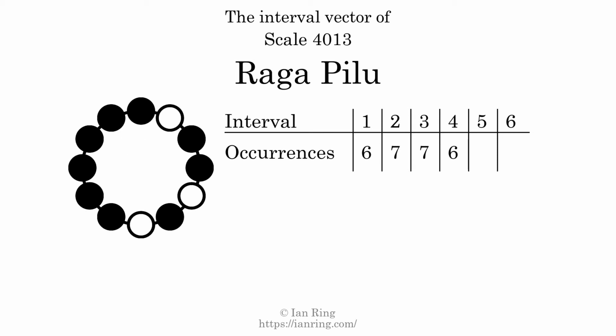There are 6 intervals with the size of 4 semitones. They are here, here, here, here, here, and here. There are 7 intervals with the size of 5 semitones. They are here, here, here, here, here, here, and here. There are 3 intervals with the size of 6 semitones. They are here, here, and here. Each interval does not appear in this scale a unique number of times, so this is not a deep scale.